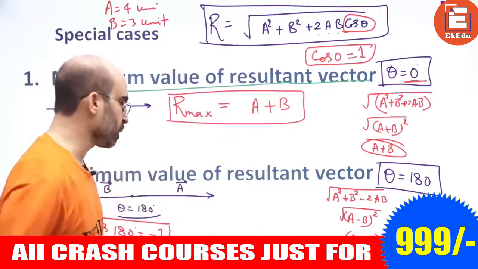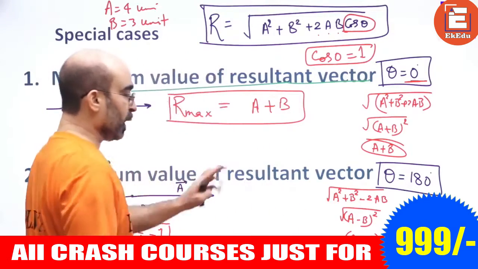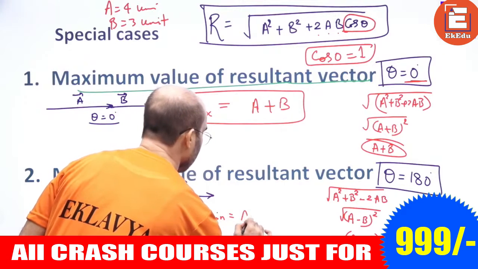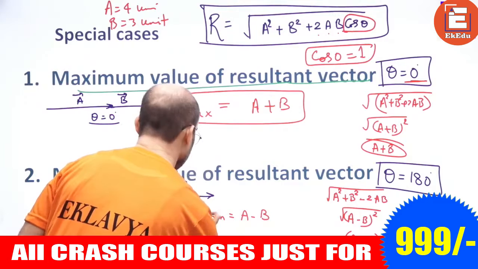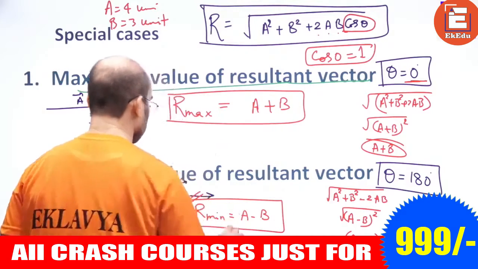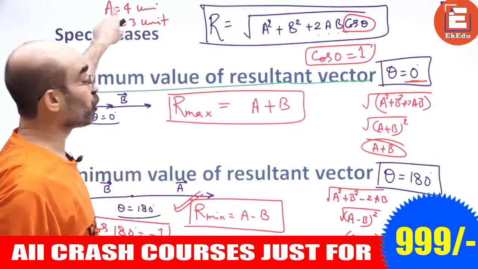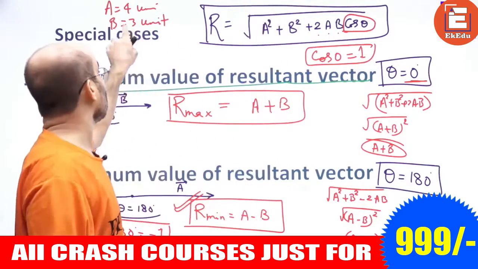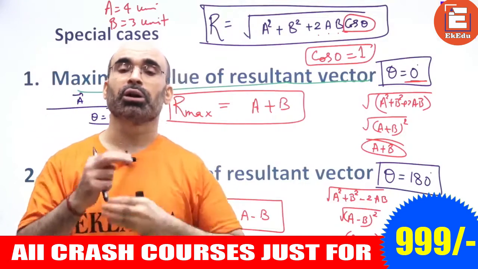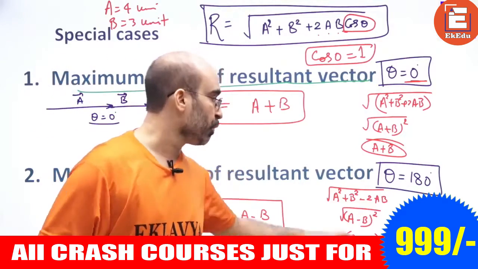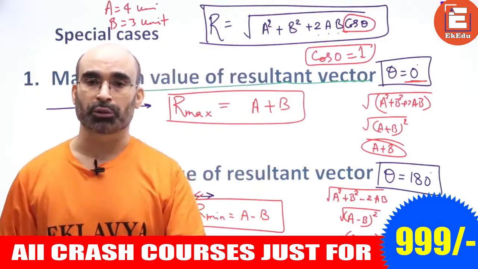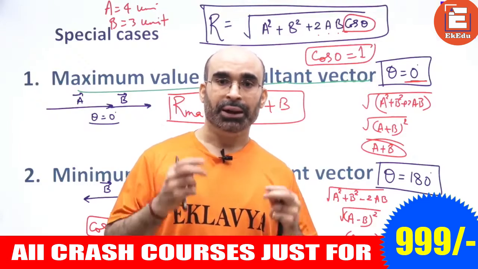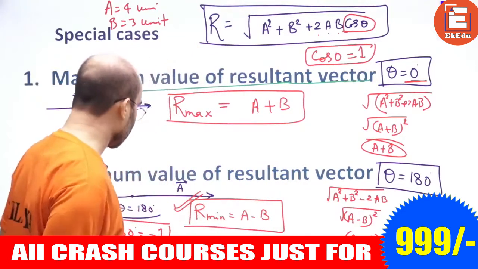So the resultant vector will be A minus B. So R minimum will be A minus B. That means if the magnitude of vector A is 4 units and the magnitude of vector B is 3 units, then when theta is 180 degree, the resultant vector will be 4 minus 3, that is equal to 1. Right? That will be the minimum value. This is what we need to keep in mind.